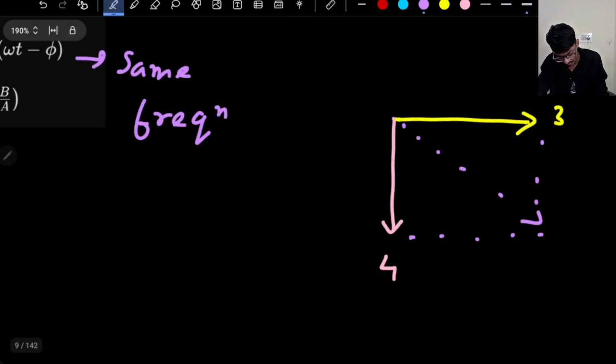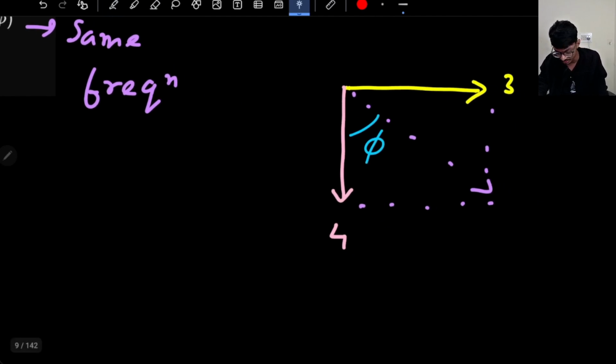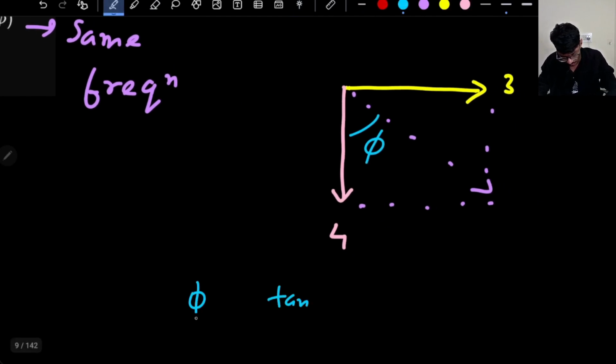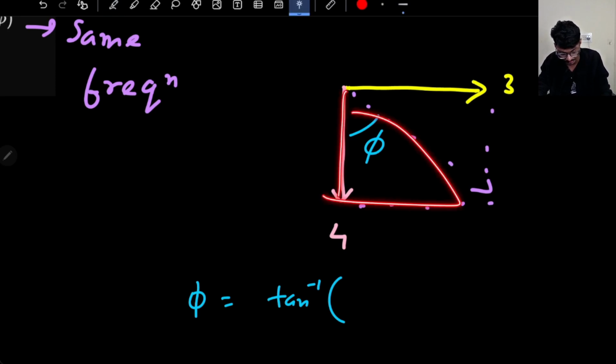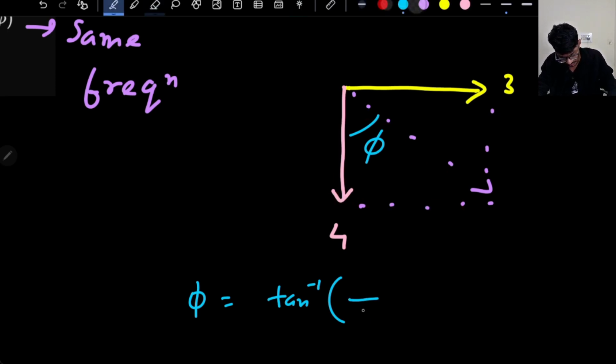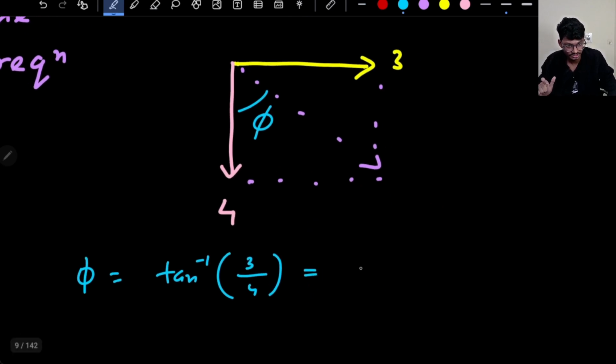So here, if I write phi, you choose the tan inverse. Your phi will be equal to tan inverse of the altitude upon the base. What is the base in this triangle? In this triangle, the base is 4 and the height is 3. So it will be tan inverse of 3 by 4, which is around 37.13. Not 13, I think 36.86. Sorry, 36.86. That is what I remember.